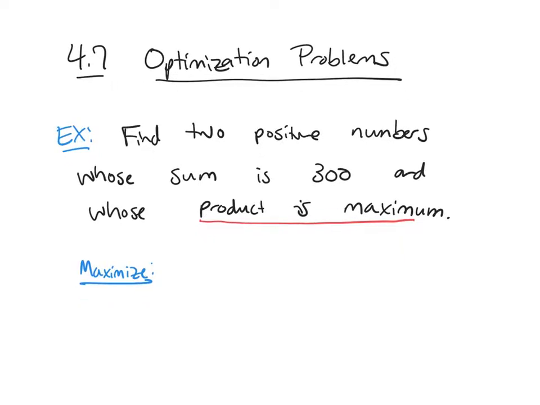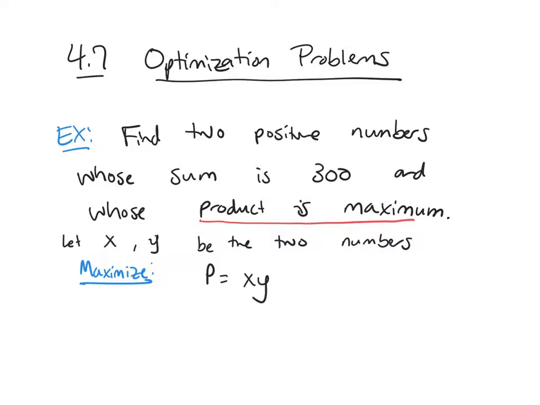So let's say x is going to represent the first number and y is going to represent the second number. So what am I trying to maximize? I'm trying to maximize the product x times y. So P, I'll call the product P, it's x times y.